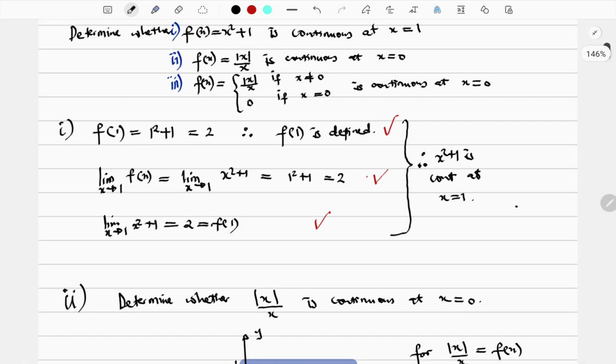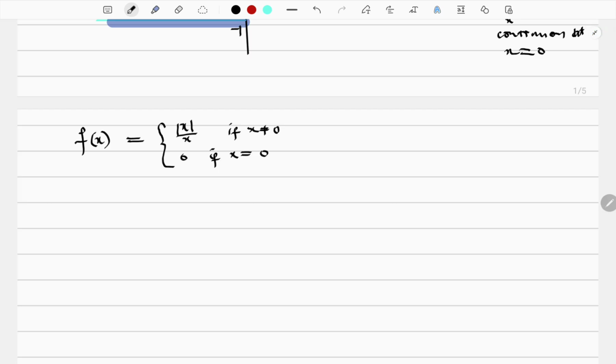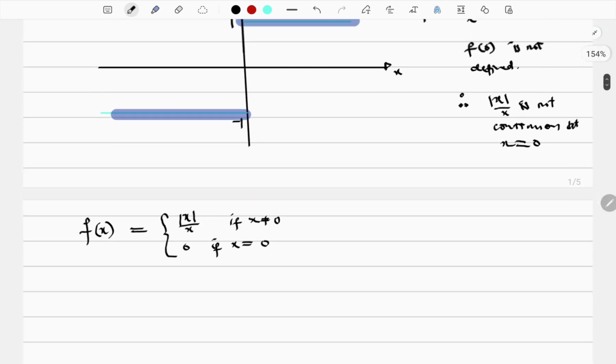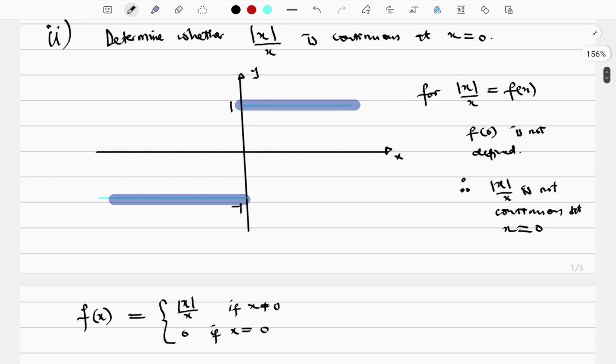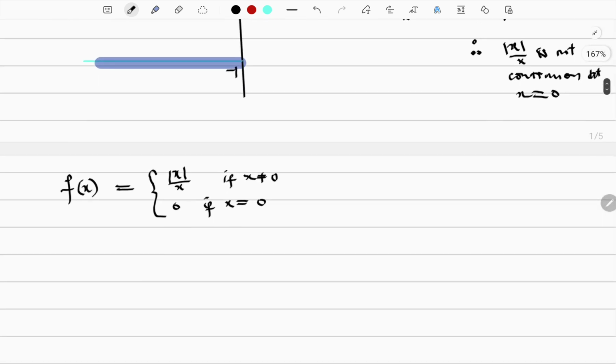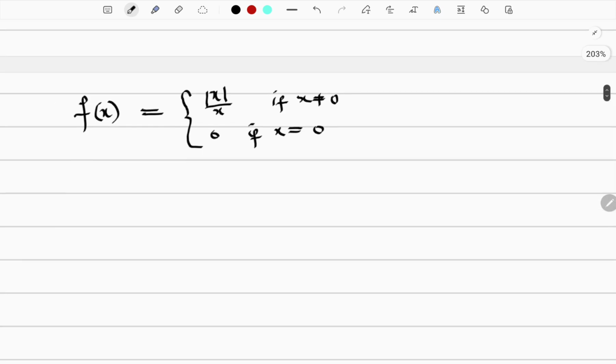So let's consider that. For this case, unlike the previous case where we just had modulus of x over x defining the entire function, we now have modulus of x over x if x is not equal to 0, and 0 if x is equal to 0. That is what we now have. So what does this mean? It means that we now have our f of 0 defined.